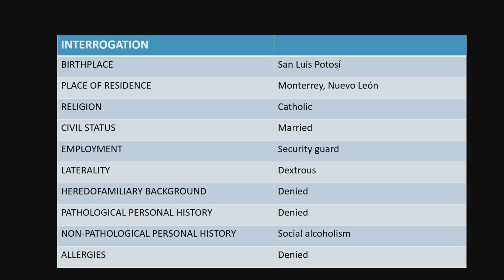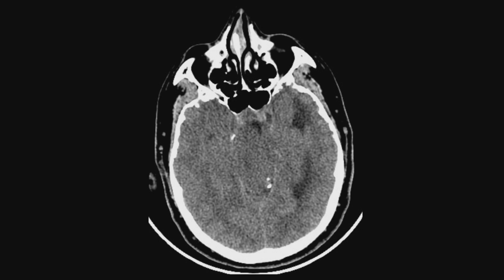Interrogation, nothing relevant. His birthplace was San Luis Potosí, place of residence here in Monterrey, Nuevo León. His religion is Catholic, civil status married, employment security guard. Laterality, he's right-handed, and his heterofamiliar background denied. Pathological personal history was denied. And non-pathological personal history, he only referred to social alcoholism. Allergies denied. And we are going to see his imaging studies.